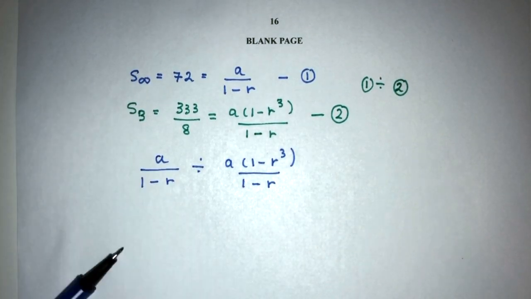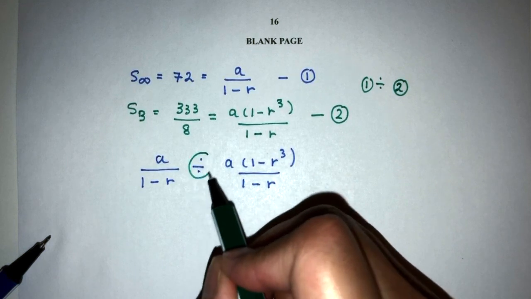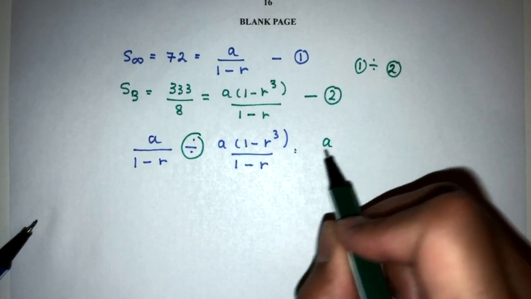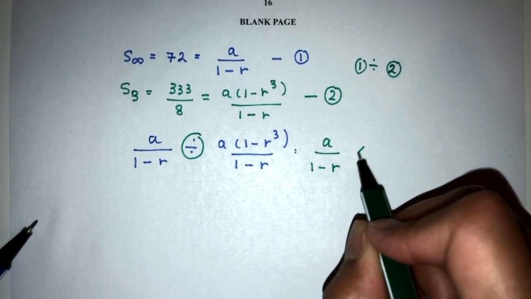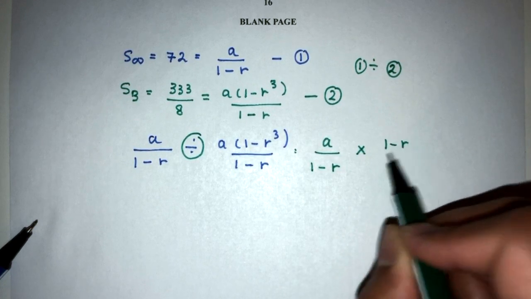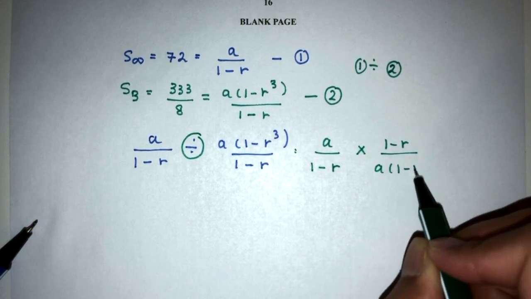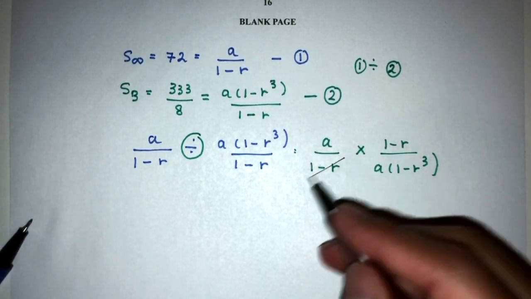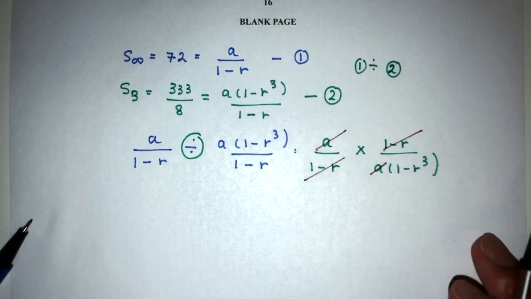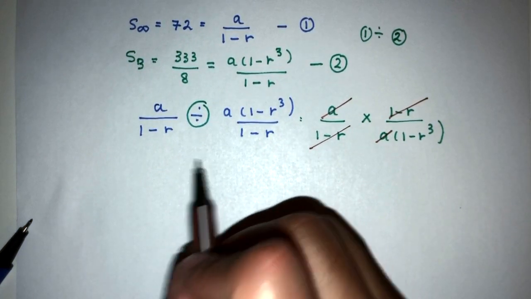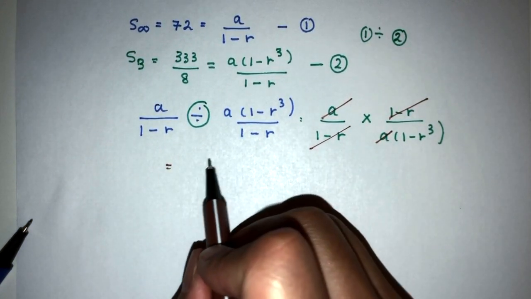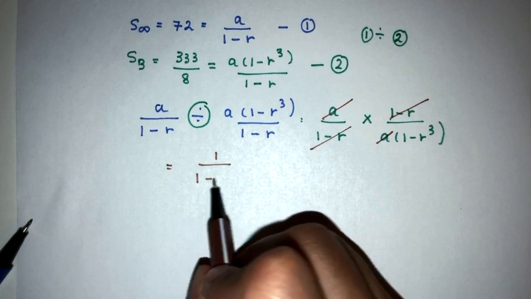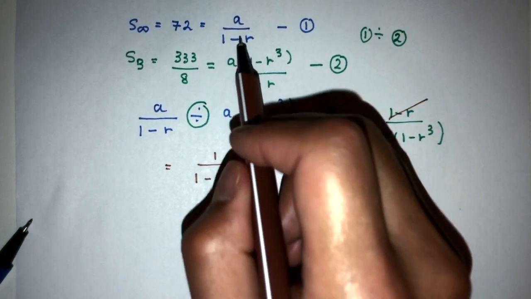Let's see, what do we get. Now you have to change this to multiply. You will have a over 1 minus r multiplied by 1 minus r over a times 1 minus r cube. Now if you observe, these two will cancel out, right? So you will have what? You will have 1 over 1 minus r cube. This is for this side.